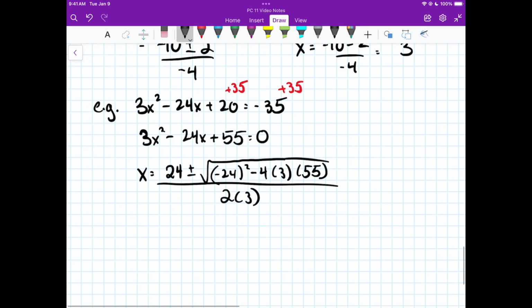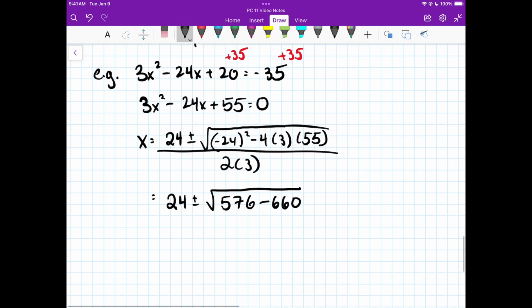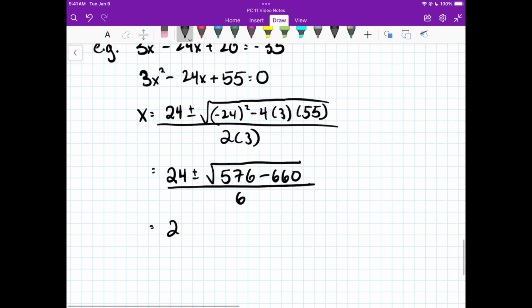And so if we simplify this, we're going to notice that something's going to be a little off about this one. So we've got 24 plus or minus, that's 576, not 579. And 4 times 3 times 55 is going to be 660. And specifically, that's going to be minus 660. All over 6. And so if you do that subtraction inside your bracket, you end up with negative 84.